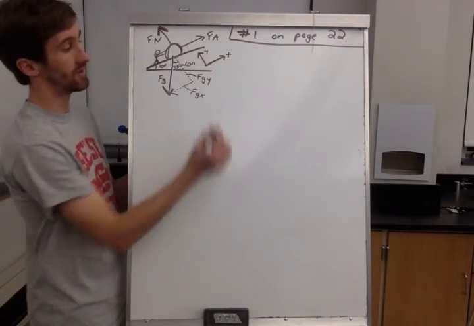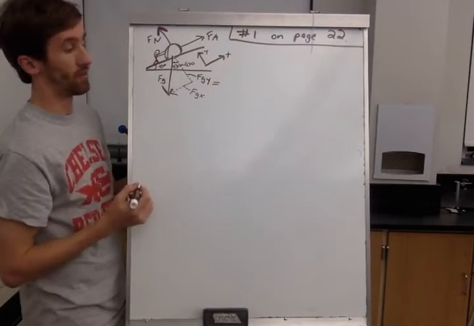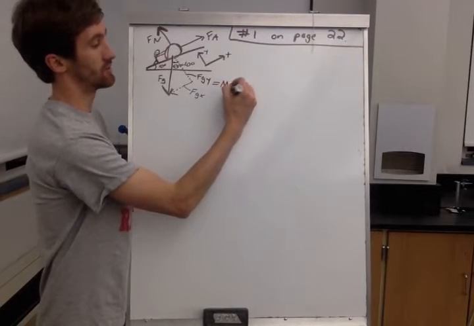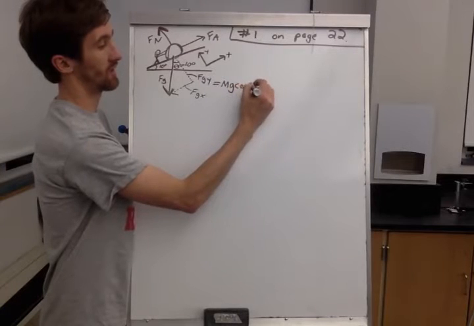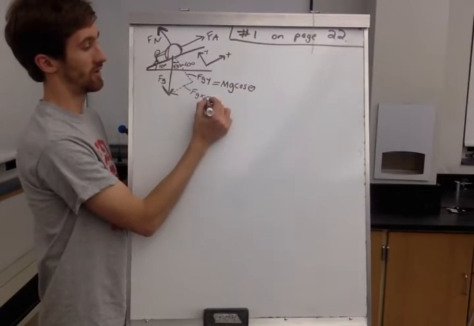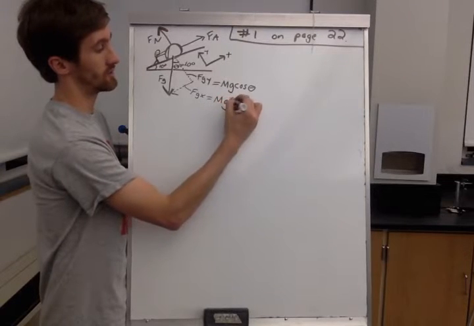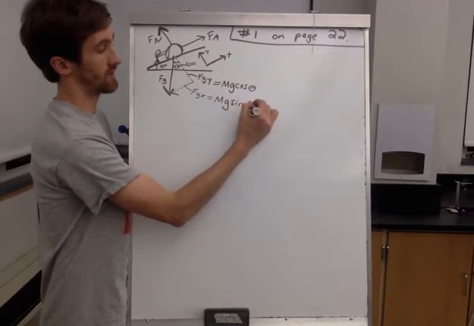What I can do is then I know that the Y component of gravity is going to be mg cosine of the angle, and the X component of gravity is going to be mg sine theta.